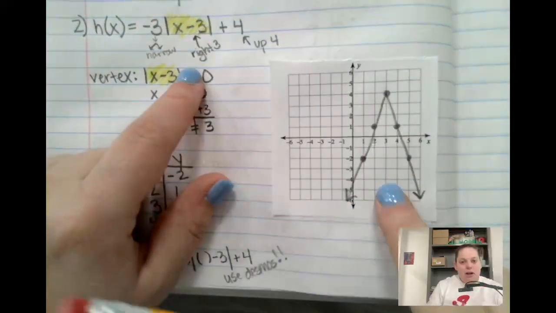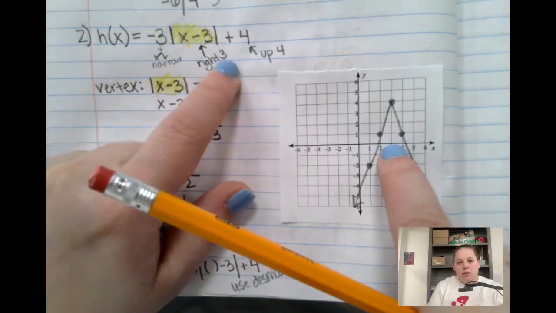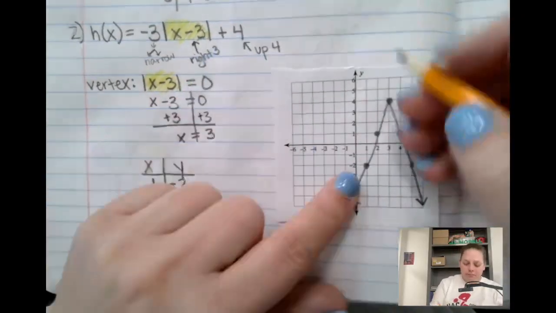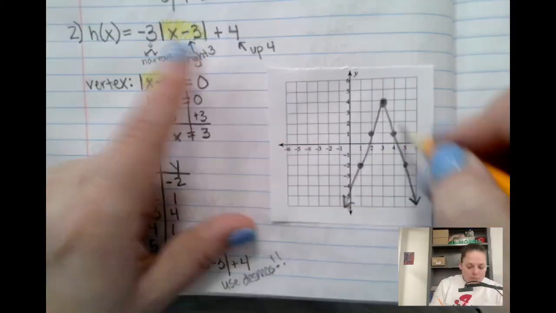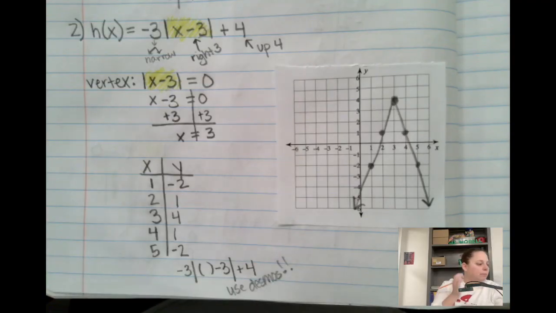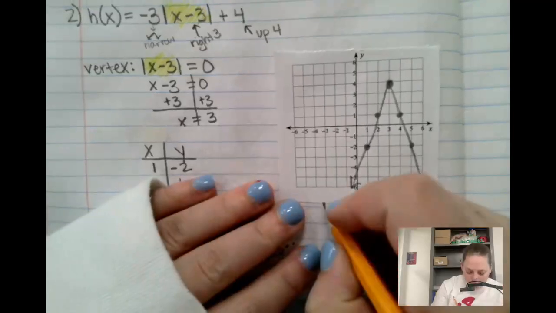So we said that this graph was going to go right 3. So it went right 1, 2, 3, and then up 4. 1, 2, 3, 4. And that should tell us where that vertex is. So we got it. And it's upside down because it was a negative, and it is a little bit narrower. Good. Now, as we finish this one really quick, we're going to do our domain and range.